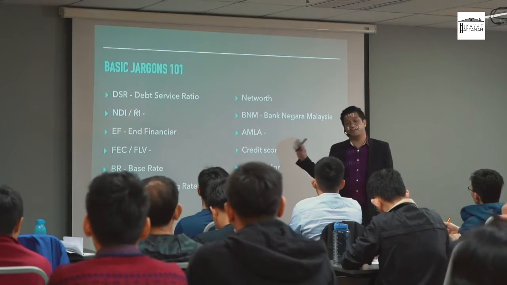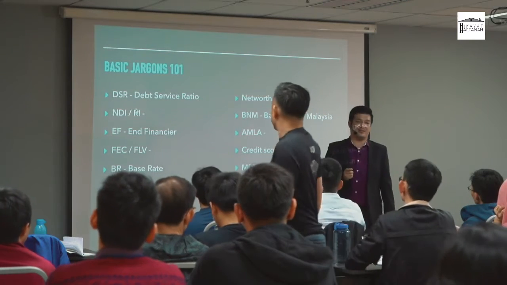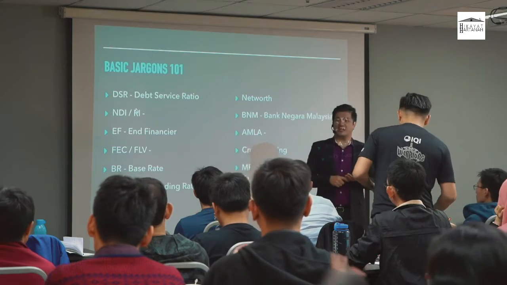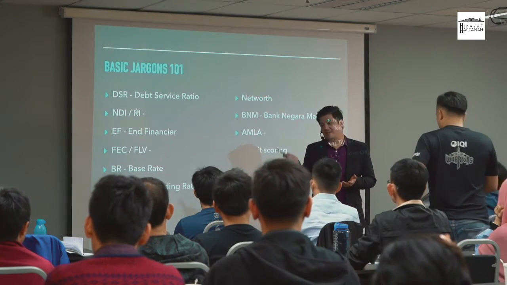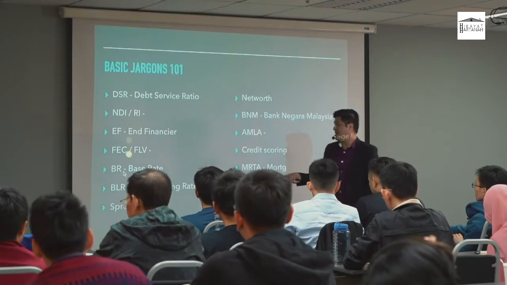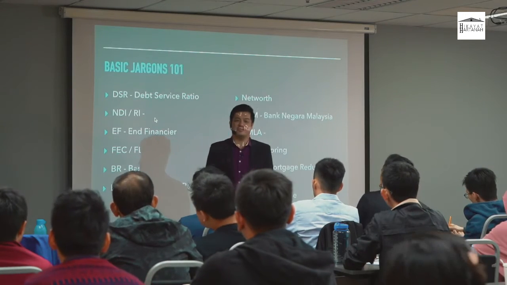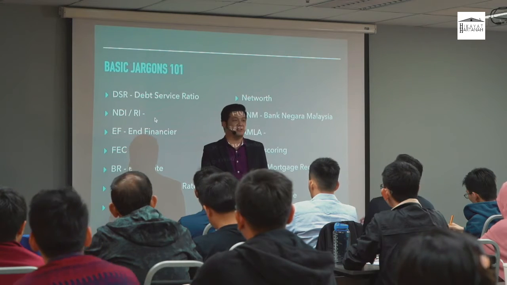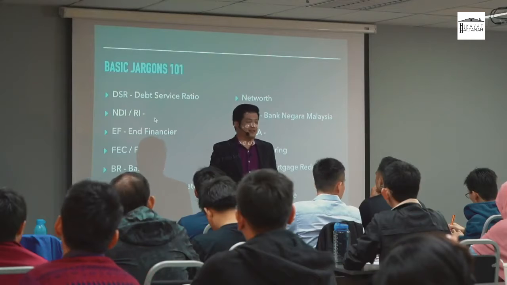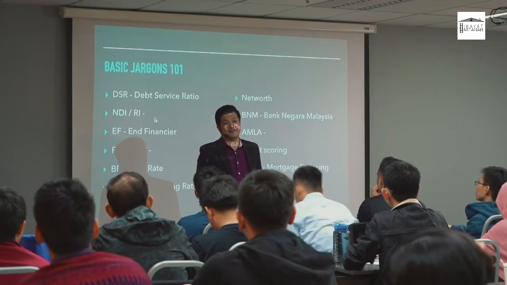Every bank has a different net disposable income. This one your bankers don't tell you; you have to ask your bankers. Rural, non-rural, every state has a different net disposable income. Where you stay, where you work, all the net disposable income is different. EF: you straight away ask the bank, hey, got EF or not? EF means end financing or end financer. In normal language, just say, hey, does this project have a panel or not? That's EF, panel.